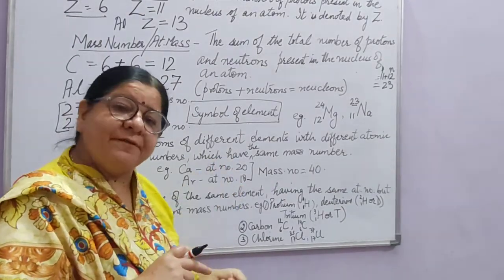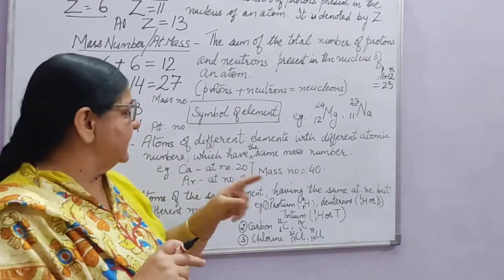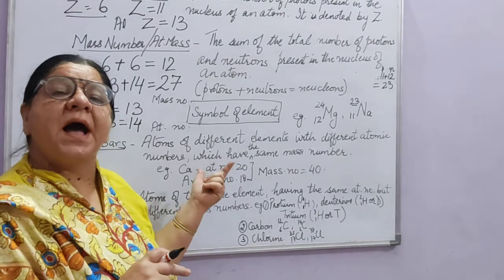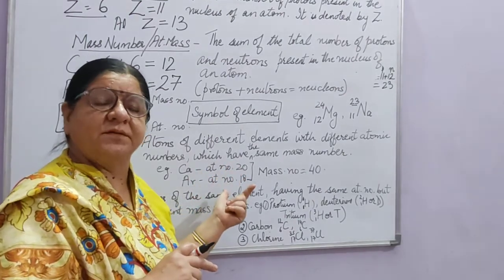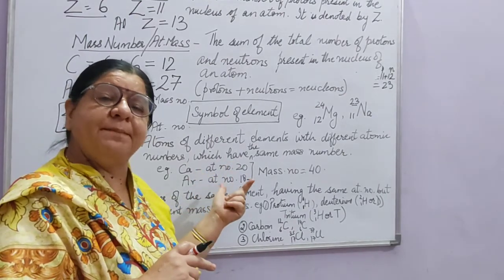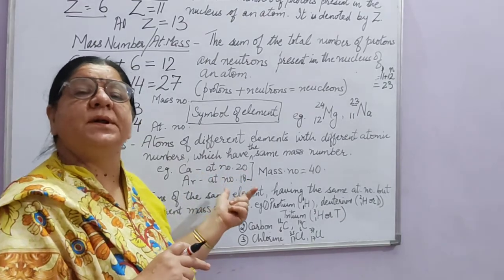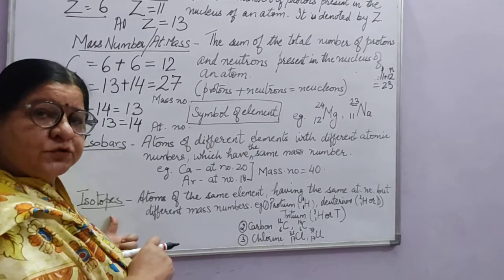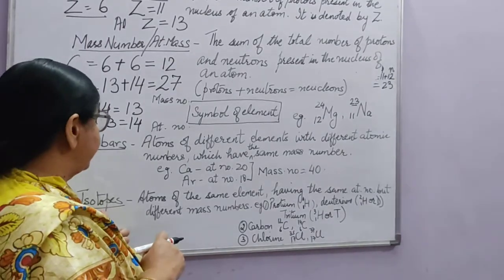But they both have the same mass number, that is 40. So they will be referred to as isobars. They are isobars. The atomic number will be different, but the mass number is the same. Then next is isotopes. Now what are isotopes?